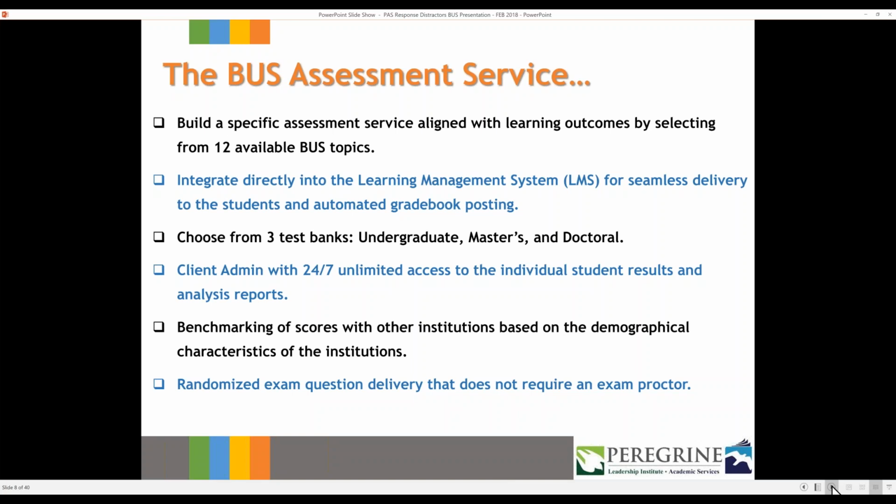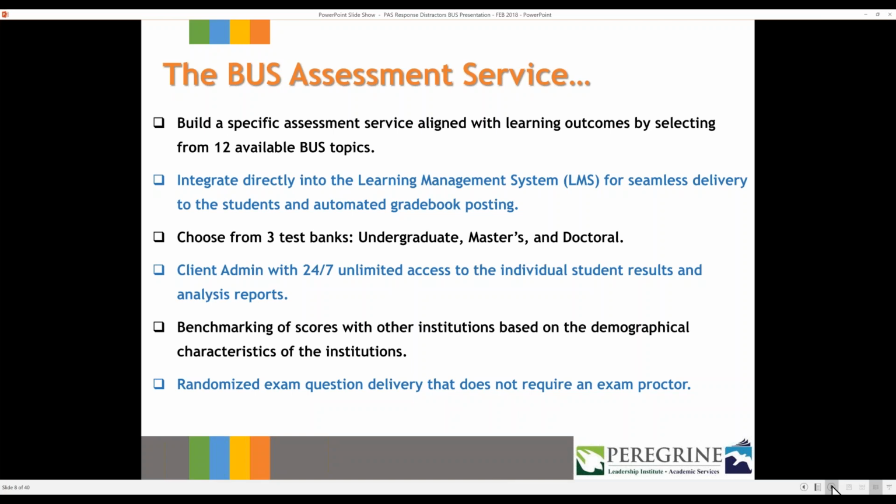We can integrate the assessment tool into your learning management system, and that way students will not leave their Blackboard or Moodle or Canvas environment, and they will experience the assessment in a very easy, seamless way. But more importantly for your faculty, using the LTI integration to your learning management system, the grades are automatically posted to your gradebook. So that's a really great feature that a lot of faculty enjoy.